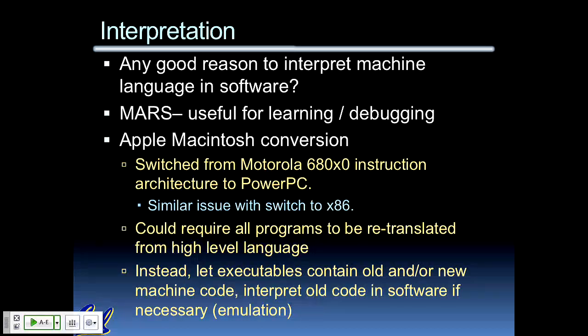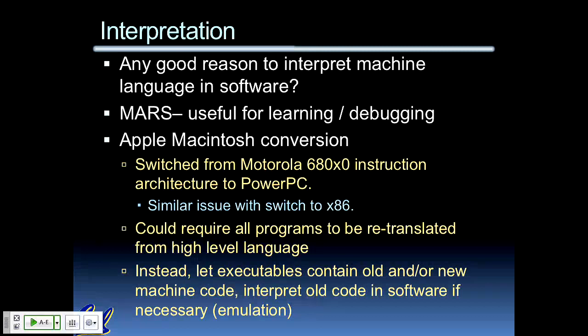It sort of came out at the end of '79, 1980 timeframe. It was a very popular microprocessor. The Macintosh was based on that. The Macintosh came out in 1984, and is based on the 68000. So the classic Mac was based on this ISA. All the code was written for this ISA.